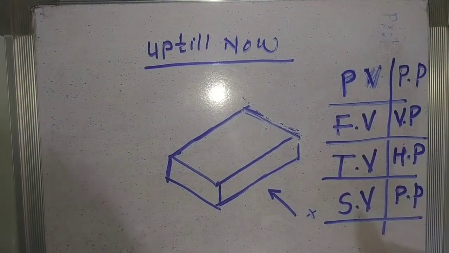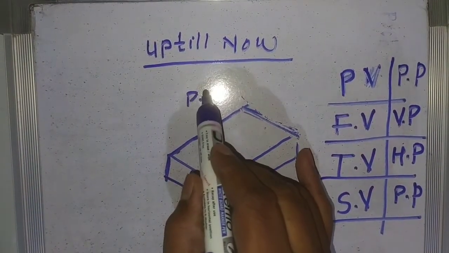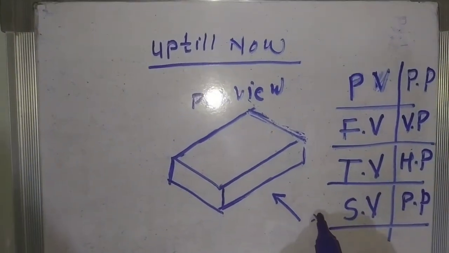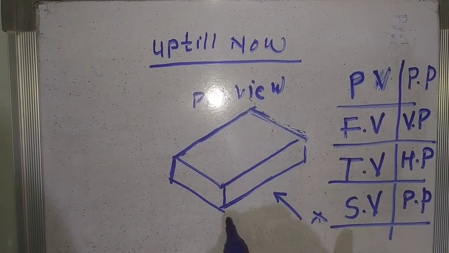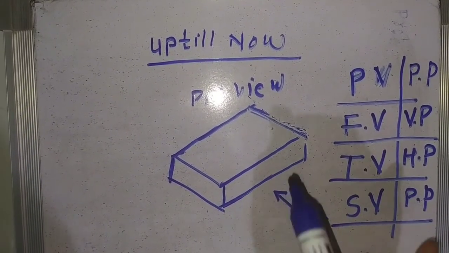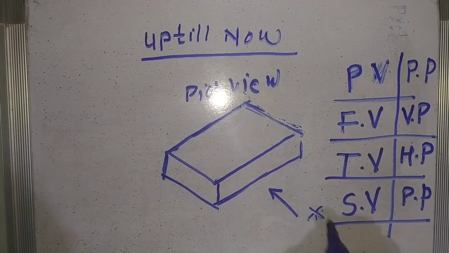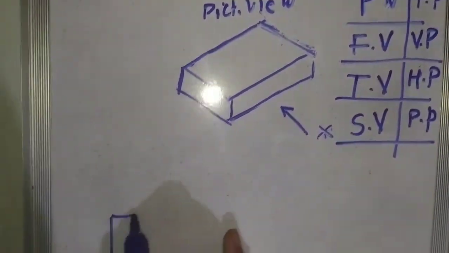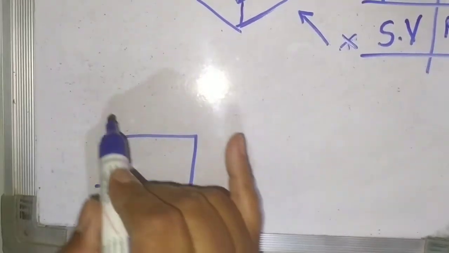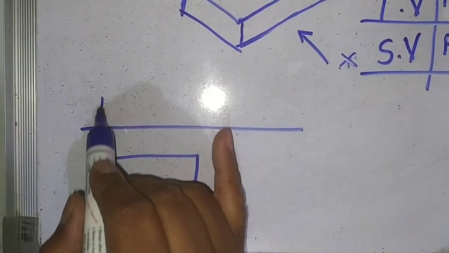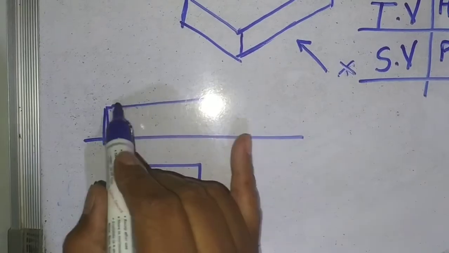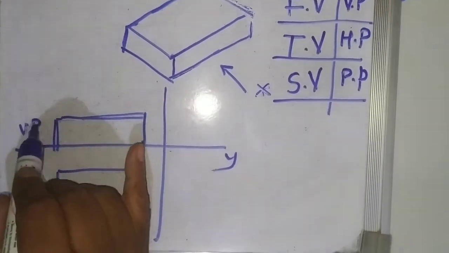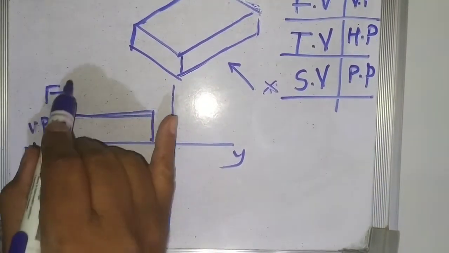Up till now, what have they given? They have given the pictorial view, the three-dimensional view, and we were asked to draw the three views. The problem will be: the figure shows the pictorial view of an object, that is, a three-dimensional or isometric view. Draw the front view looking in this direction, the top view and the side view. We start by drawing the front view. Second, the XY line is here. This is the vertical plane, this is the horizontal plane, this is the front view, and this is the top view.